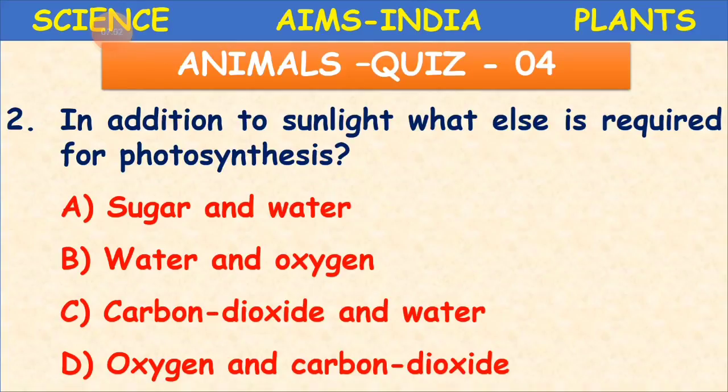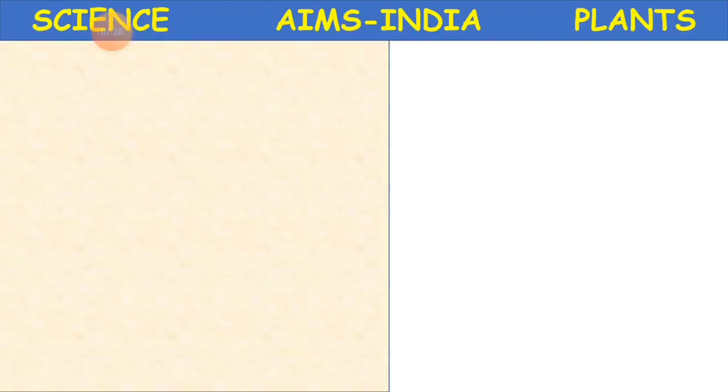So I am expecting you to write the correct option in the live chat. Yes, the correct answer is C option, that is carbon dioxide and water. Sunlight, carbon dioxide and water, the three together are required for the process of making food, that is photosynthesis. Clear, children? Now the next question.